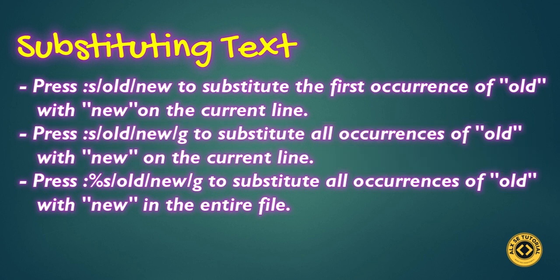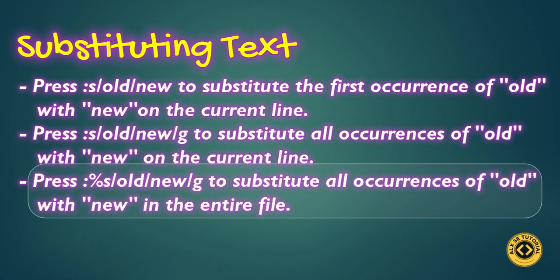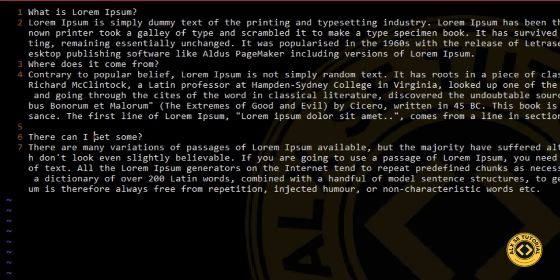Then in order for us to substitute all the occurrences of the old text with the new text in the entire file, we would now press %s/old text/new text/g. Now let's look at how this works in our terminal. So back to our Lorem file. Okay, so let's say we want to replace can in line 6.